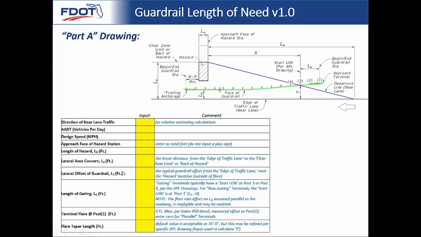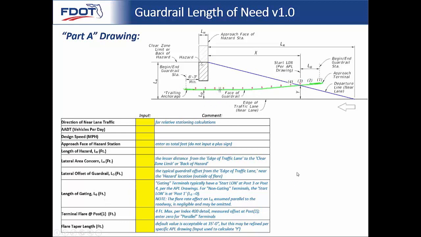The next input would be the lateral offset of guardrail, LO, so it's almost like the original offset. And so that's your general offset of guardrail for your typical section, likely per the PPM. And that's prior to any flares. Here we have it shown just right next to the hazard. So that's your LO. It's kind of like your guardrail starting point prior to the flare.